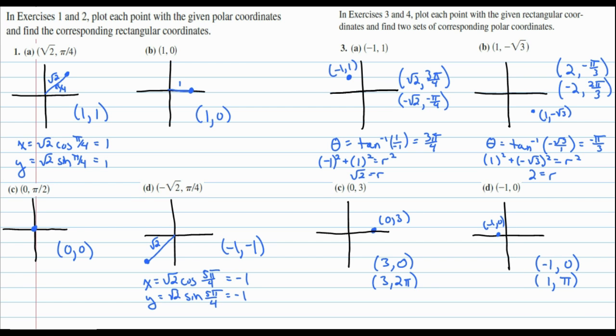Now I should also be writing p next to all the polar coordinates. That's how we differentiate between polar and rectangulars: you'll see the p next to polar coordinates, but then nothing next to the rectangulars.